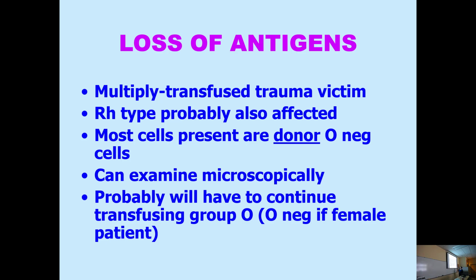We might examine it microscopically, because microscopically you might see small little clumps to be able to figure out what's going on. At this point though, you're probably going to have to continue transfusing O blood until that population is totally gone. 120 days, a red cell lives. So it could be a while, but you're going to have to keep transfusing this O blood. If a female patient, especially O negative, hopefully at some point the blood usage slows down, and within a couple of months you can convert back to type specific if they do need future blood.